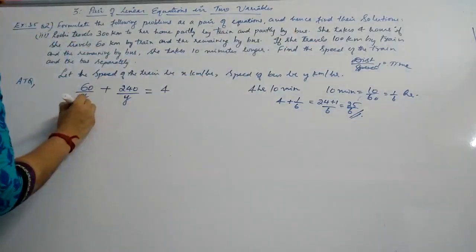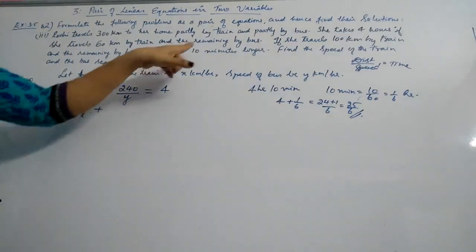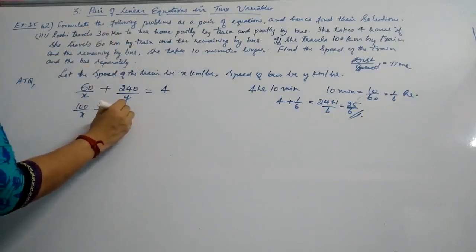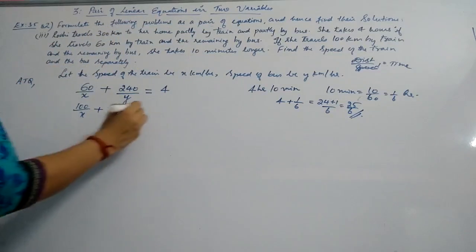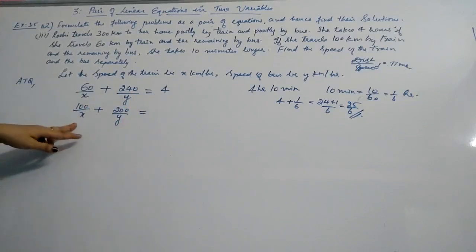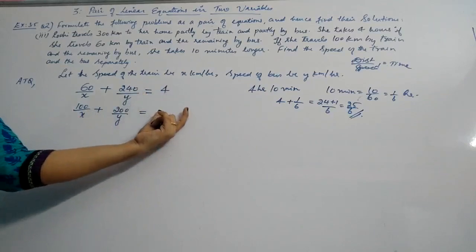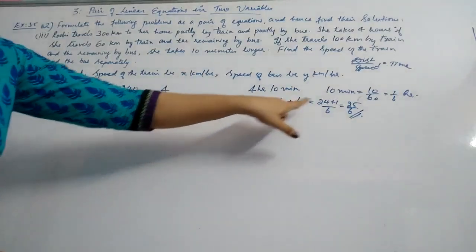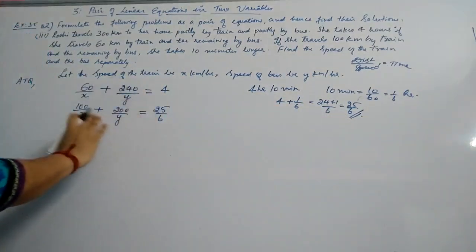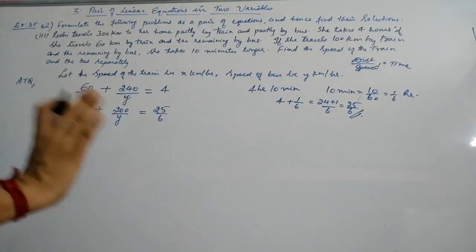So 100 km divided by the speed, which is x, plus remaining by bus means it is 300 minus this 100 will give you 200 divided by y, and the total time taken. This is the time taken by the person to travel through train and travel through bus. Addition of the 2 will give you the total time, which is 4 hours 10 minutes, which is 4 plus 1 by 6, 25 by 6. Okay, now this is in hours, so everything will be in the same unit, kilometer, kilometer per hour, kilometer, kilometer per hour. So the total should give you in hours only.